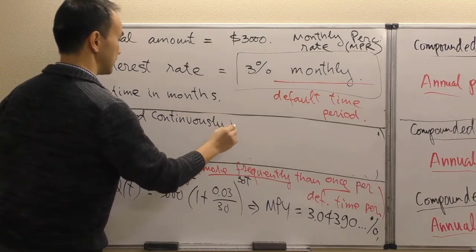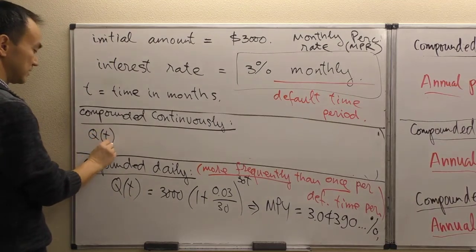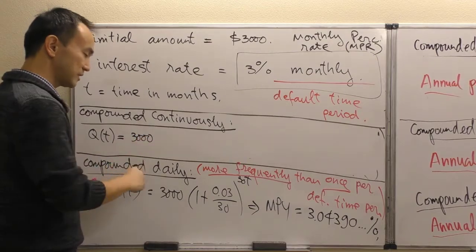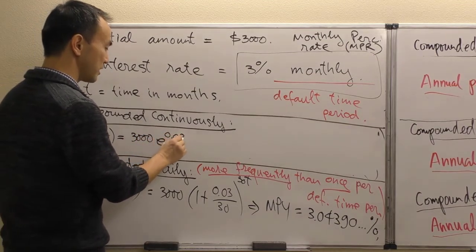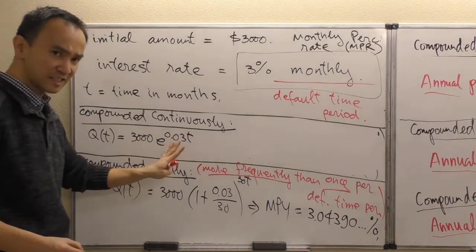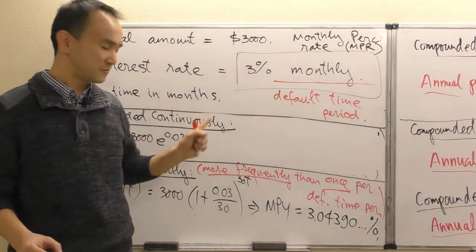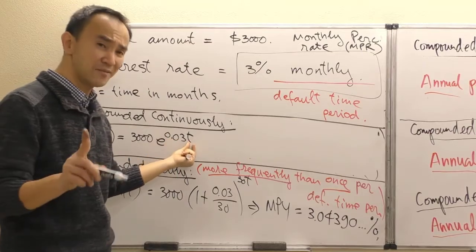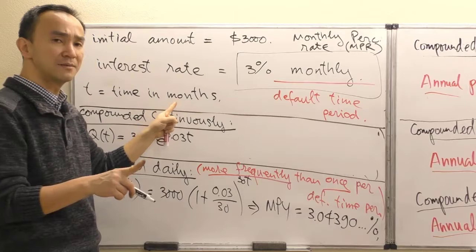all right, if that's the case, our function Q of t will become the following: 3,000 being the initial amount times base e raised to the power of 0.03 t. So again, just like that, it looks exactly like the function we've had back in the earlier demonstration. But notice the time here is going in smaller periods. The default time period here is in months, like that.